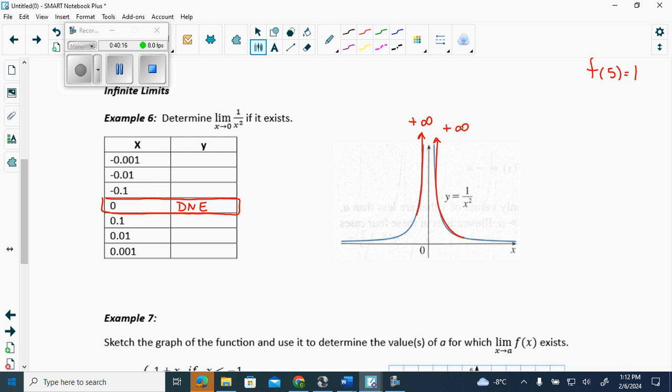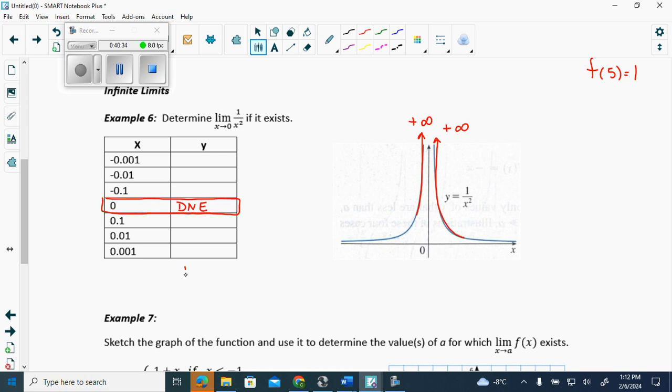This one is approaching what? Positive infinity. Watch yourselves. Is positive infinity an actual value? Or is it a concept? It's a concept. We're approaching infinity. Infinity is not like a number. You can't say it is infinity. No. It is moving to infinity, towards infinity. There is no actual value for it.